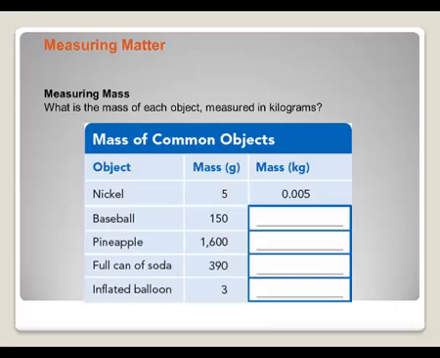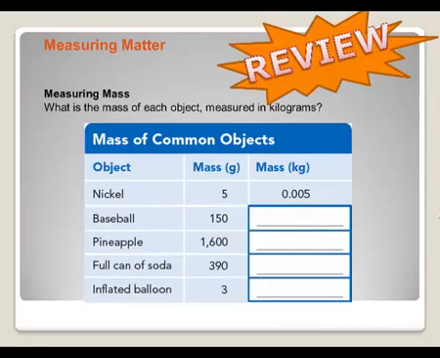So going back, a little bit of review. If I have a baseball that has a mass of 150 grams, the mass of that object in kilograms after I have converted it is 0.15. Remember that on our metric map, kilograms is 3 places to the left of grams. So I would simply move the decimal point 3 places to the left.